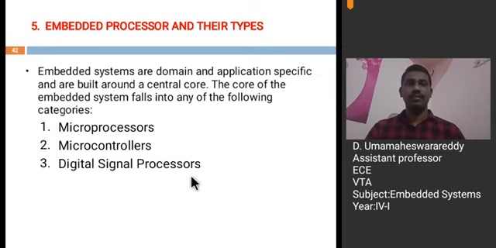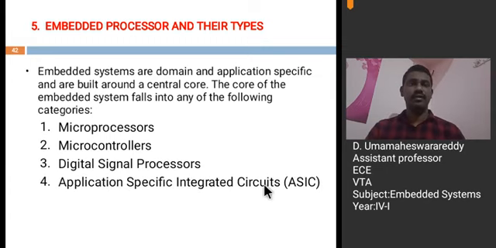Next, ASIC, application specific IC. See, this application specific IC is a microchip designed to perform a specific or unique application. Specific or unique application means it is used for a specific application only. For example, calculator. If an IC is designed for a calculator, it is used for a calculator only. We cannot place that calculator IC in another device.